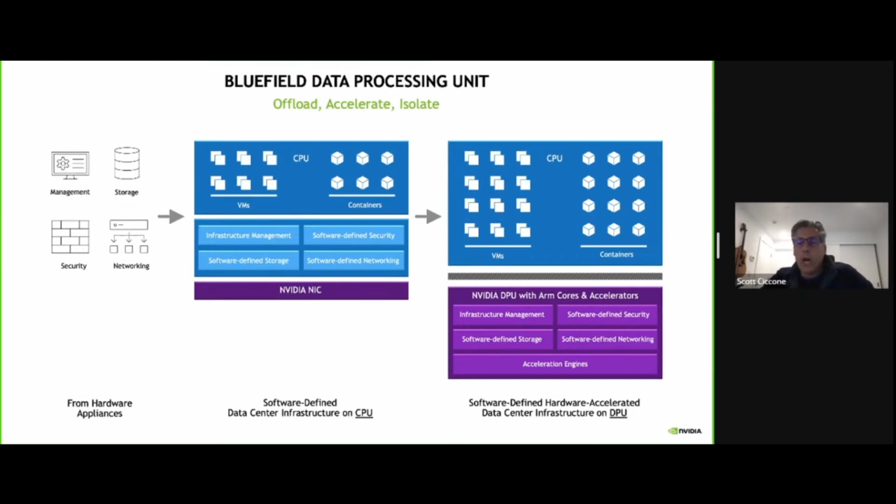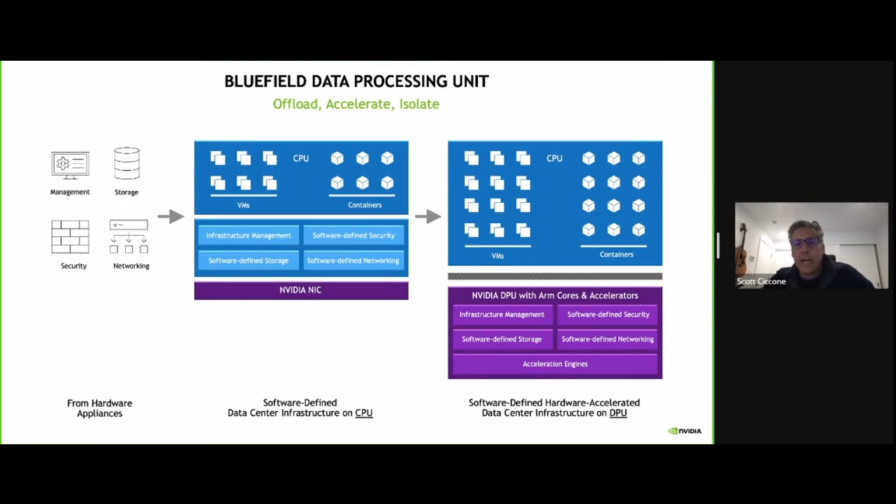So when we talk about Bluefield, we talk about its ability to do 3 primary things. The first is offload, second accelerate, and third, isolate. So offload, accelerate, and isolate. And we'll talk a bit more about that as we go through some of the slides. But to better understand the role of the DPU in the data center, let's first look back at how enterprise data centers have evolved in the last 2 decades.